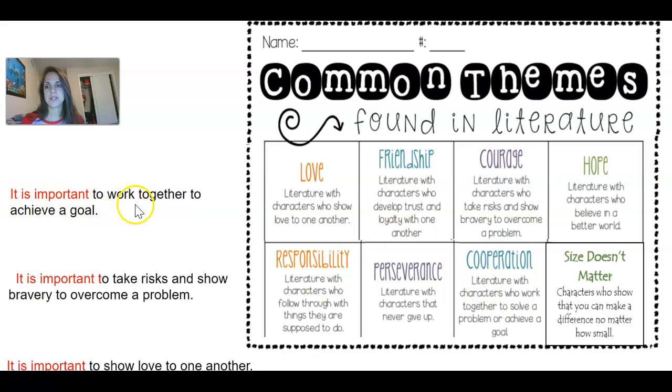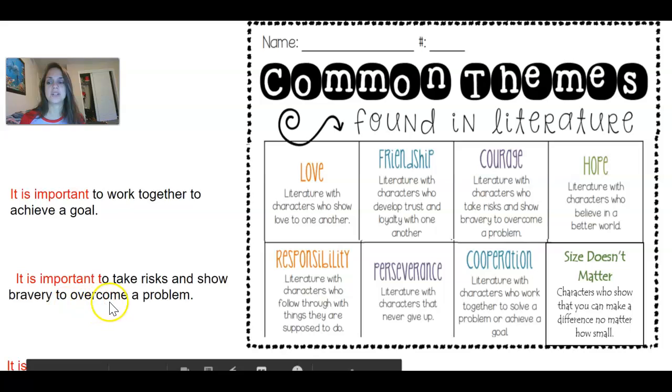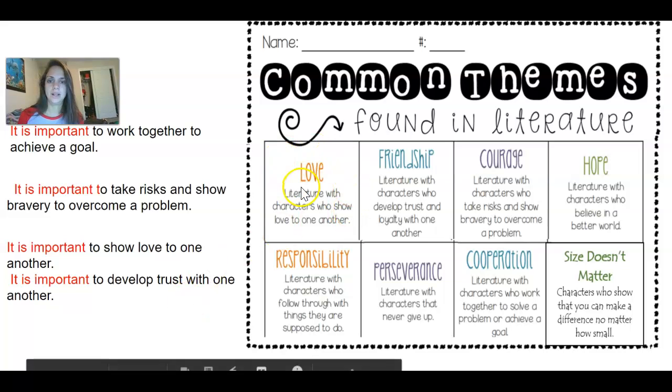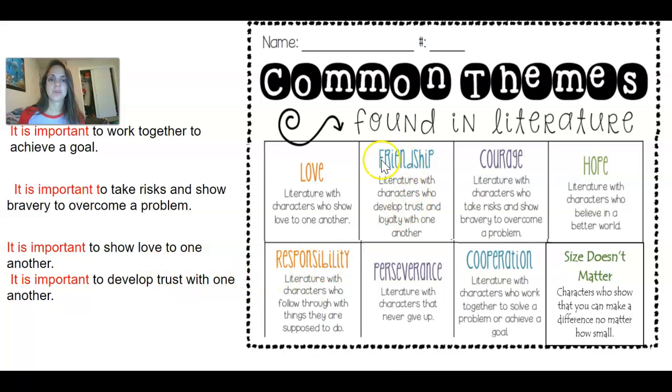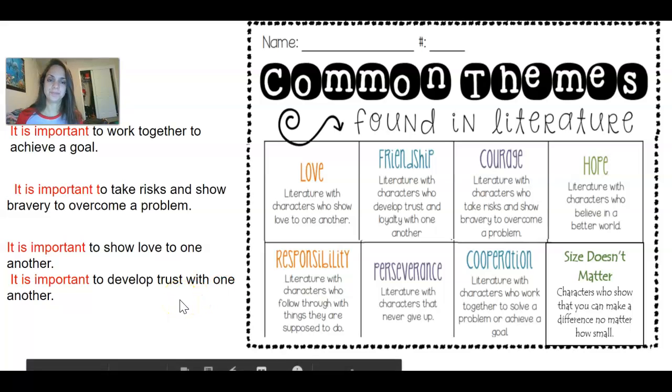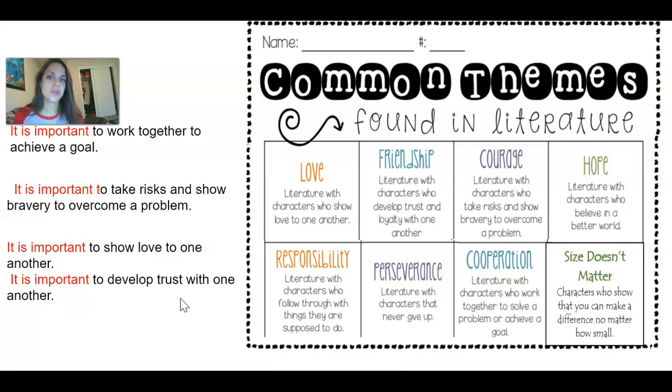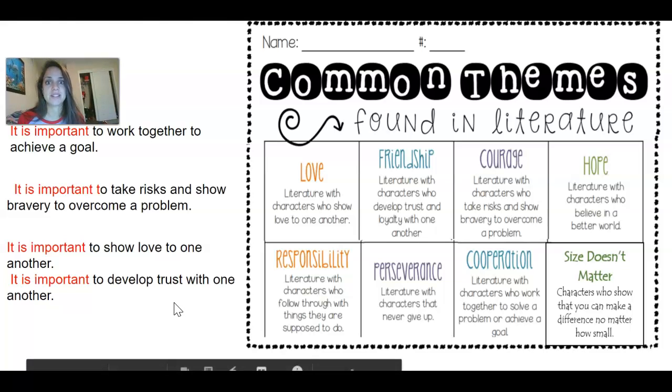Cooperation. It is important to work together to achieve a goal. Courage. It is important to take risks and show bravery to overcome a problem. Love. It is important to show love to one another. Friendship. It is important to develop trust with one another. So when we are identifying our story elements, the setting, the problem, the event, the character, and the solution, we'll also be thinking about the theme or lesson that those characters are teaching us throughout the events.